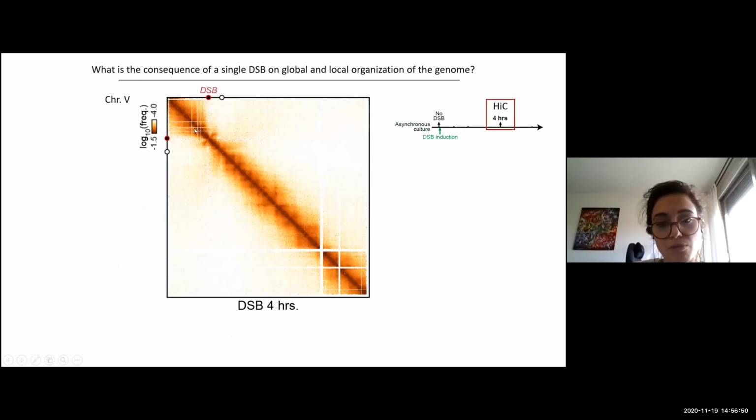4 hours after double-strand break induction, here is the structuration of chromosome 5. We observe 2 levels of reorganization, either locally in the vicinity of the break or globally, which does not only concern the damaged chromosome.